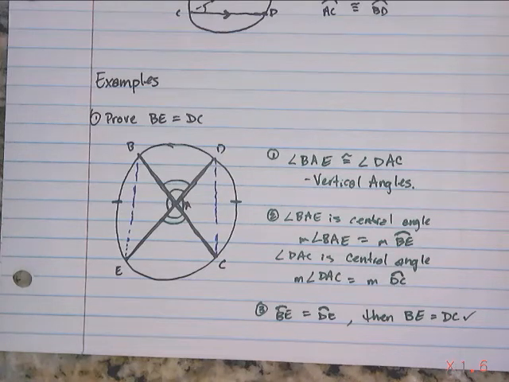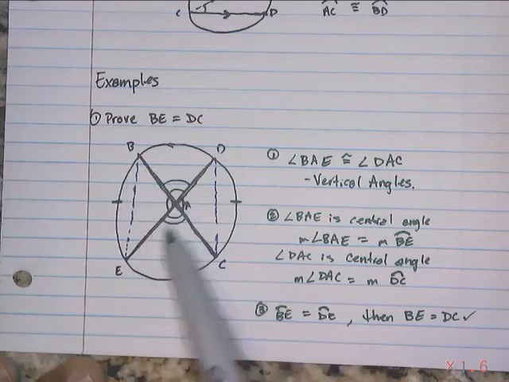Then we look for central angles. Are those angles central angles? Yes. Why do we look for central angles? Because central angles tell us about arc measure. Central angles and their intercept arcs are congruent.